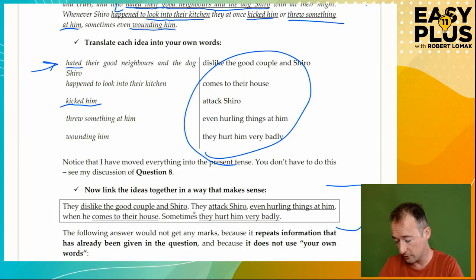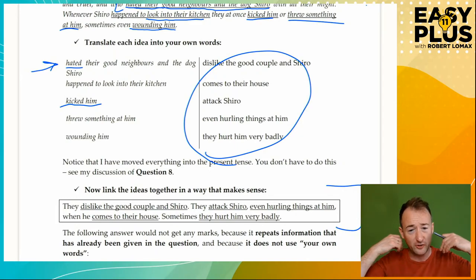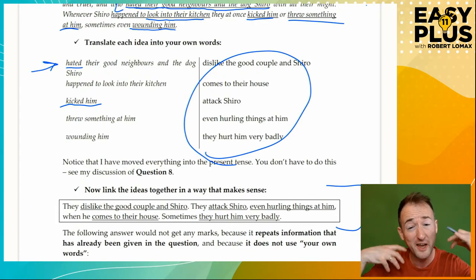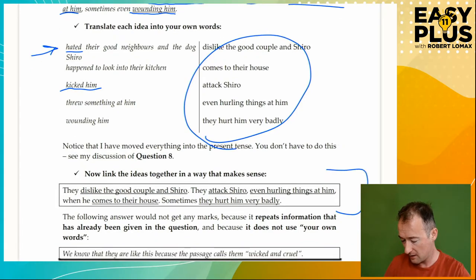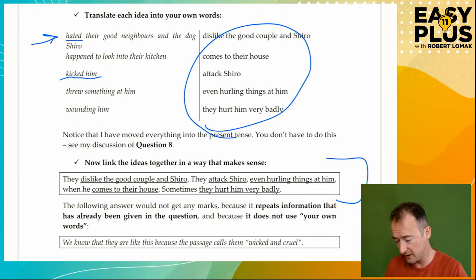"They dislike the good couple and Shiro. They attack Shiro, even hurling things at him when he comes to their house. Sometimes they hurt him very badly." So it's a simple answer. It definitely includes all the key points from the text, but it shows understanding by putting them into my own phrasing. I think there are certainly ways that could be improved, but it's a decent answer.